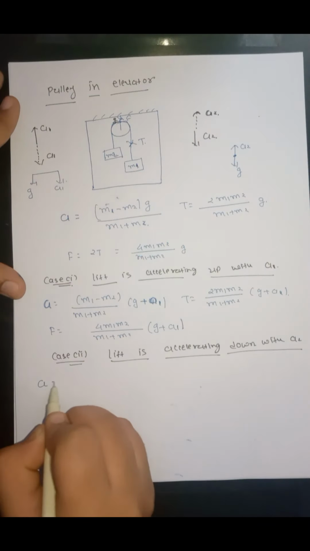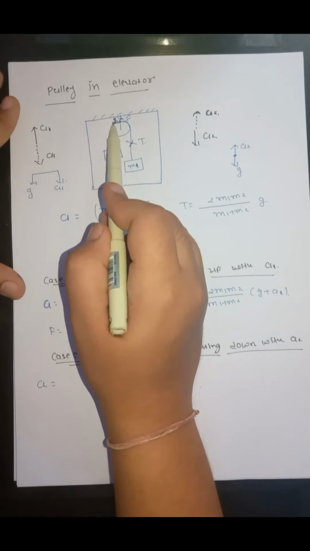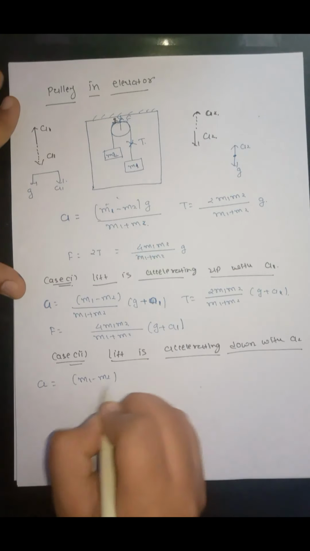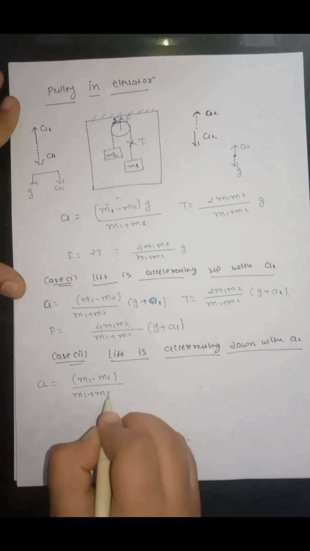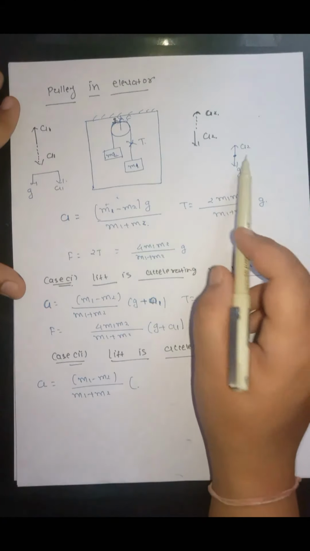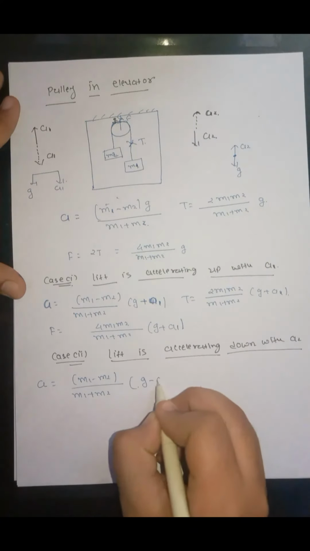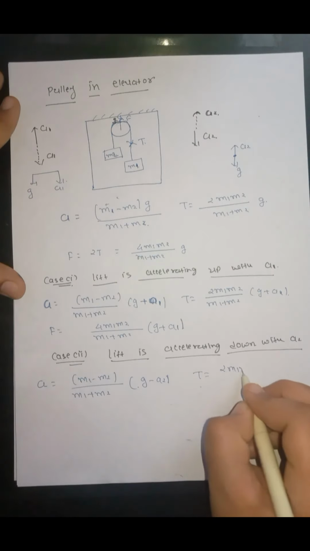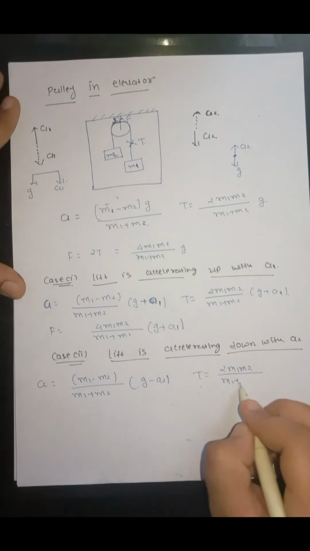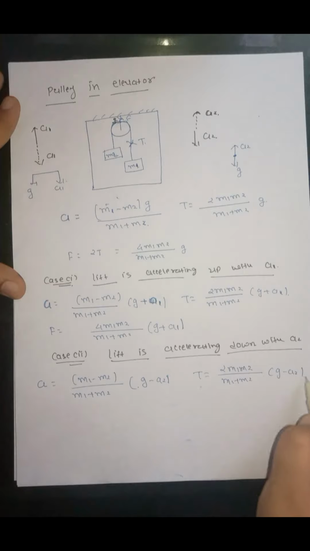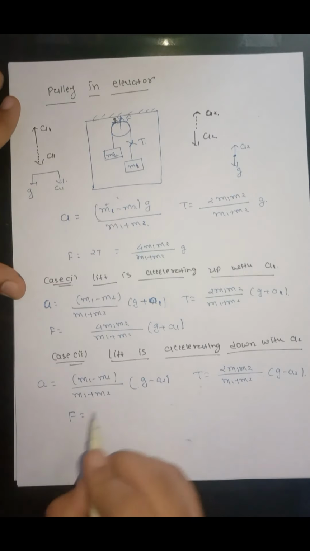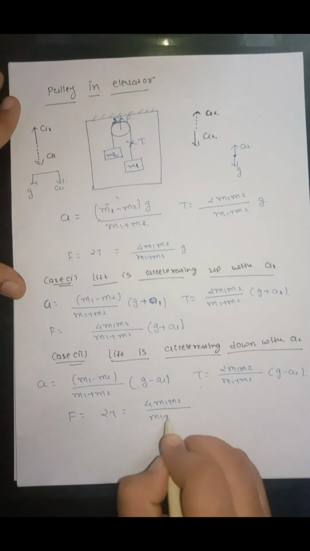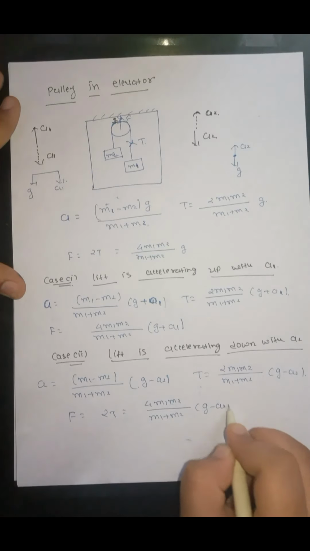So the acceleration of the blocks with respect to the person sitting on the pulley, or with respect to the pulley, will be (m1 minus m2) upon (m1 plus m2) into, in this case the accelerations are subtracted, so (g minus a2). The tension force will be 2 m1 m2 upon (m1 plus m2) into (g minus a2), and the force will be 2T, that is equal to 4 m1 m2 upon (m1 plus m2) into (g minus a2).